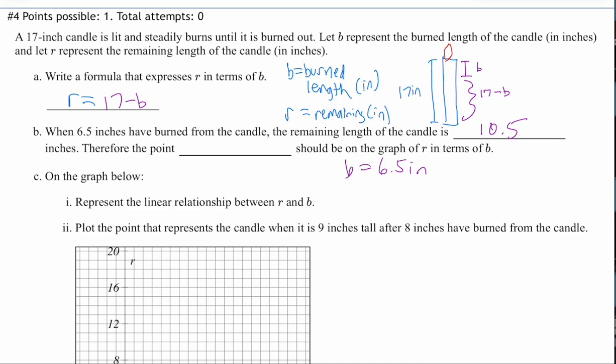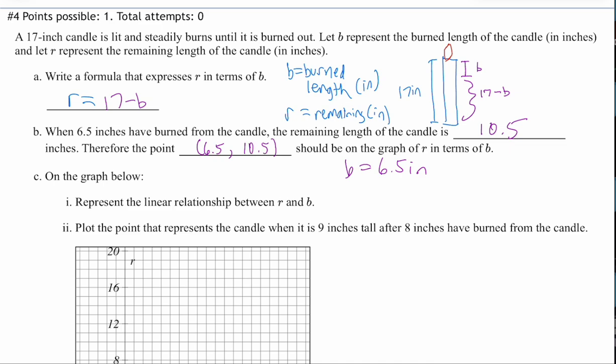Okay. It says, therefore, the point blank should be on the graph. So B would be our independent variable. That would be our X. R would be our Y. So that means that if B was 6.5, R would be 10.5.